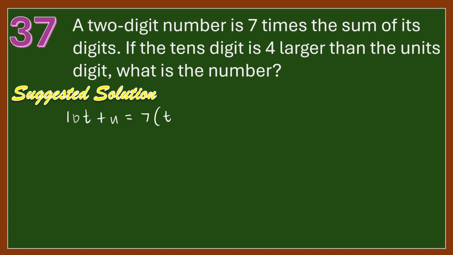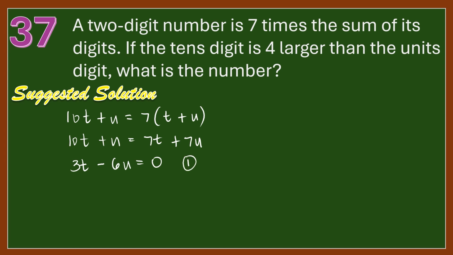Since the two-digit number is 7 times the sum of its digits, we have 10t plus u equals 7 times (t plus u). Then we have 10t plus u equals 7t plus 7u. So we have 10t minus 7t, that is 3t, u minus 7u, that is minus 6u equals 0. Let this be our equation 1.